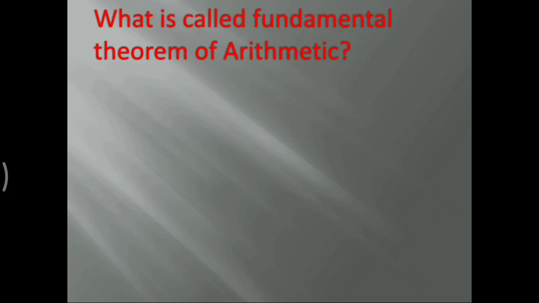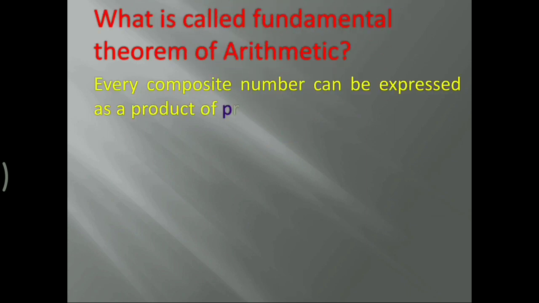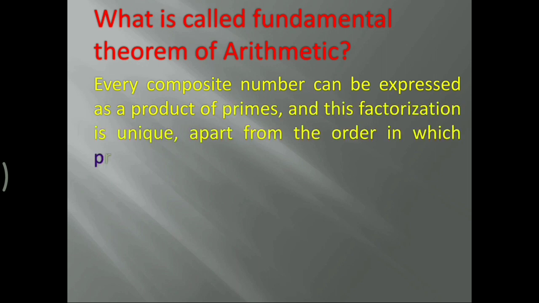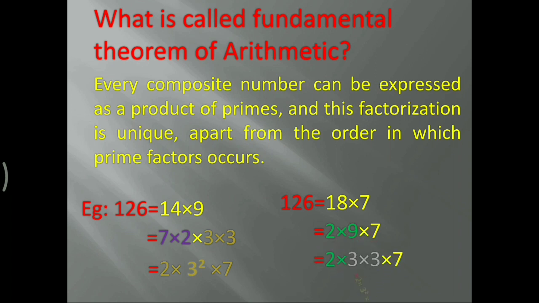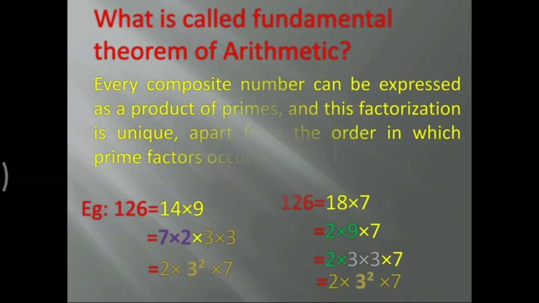Now we are at the actual topic, the fundamental theorem of arithmetic. What is called the fundamental theorem of arithmetic? Every composite number can be expressed as a product of primes, and this factorization is unique apart from the order in which prime factors occur. Have a glance at 126. 126 can be written as 14 into 9. 14 can be written as 7 into 2, and 9 can be written as 3 into 3. So that is equal to 2 into 3 square into 7. Like that we can represent it in another way, and in that way also you are getting 2 into 3 square into 7.